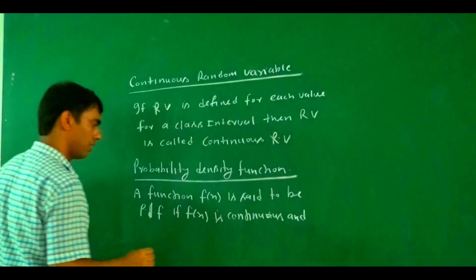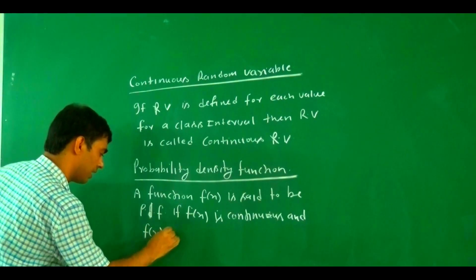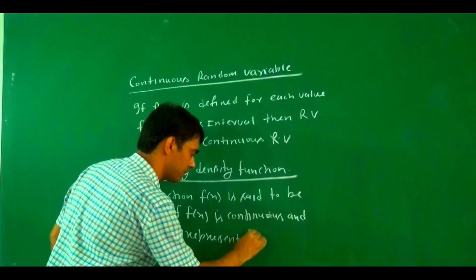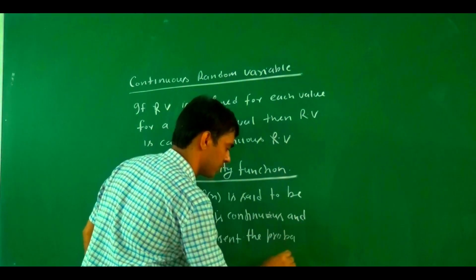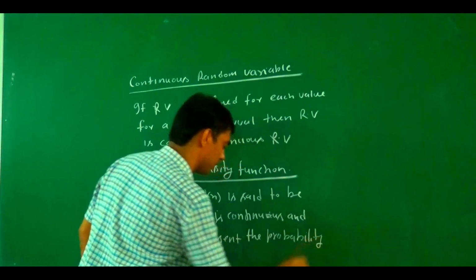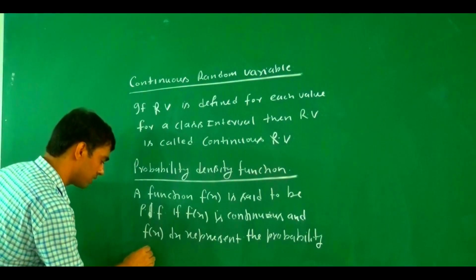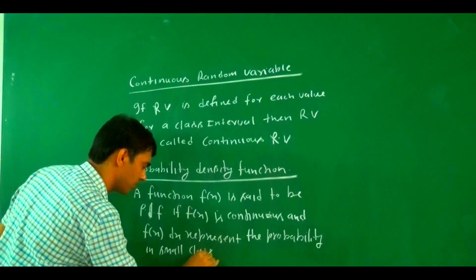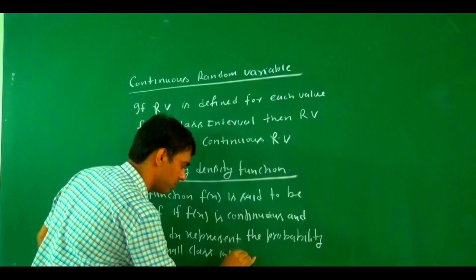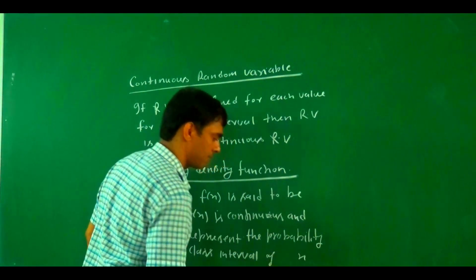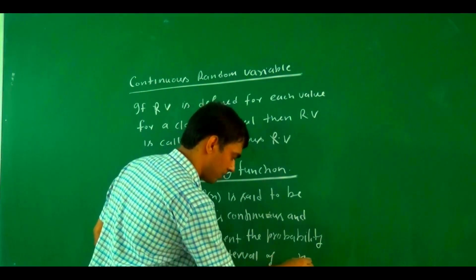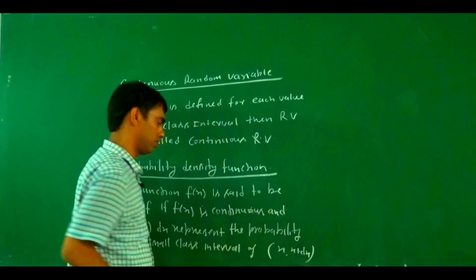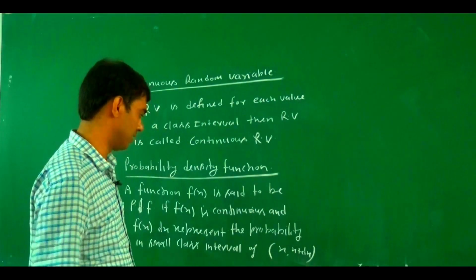and f(x) dx represents the probability in a small class interval of x, that is, x and x plus dx. In a small class interval.